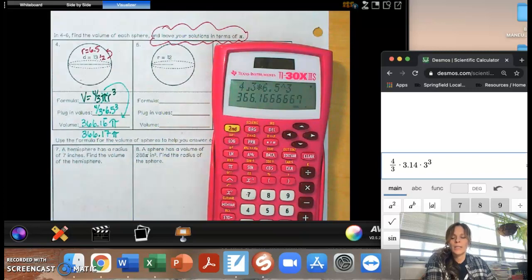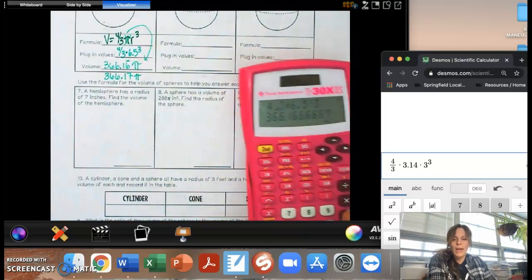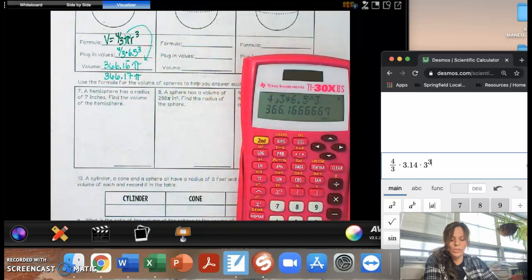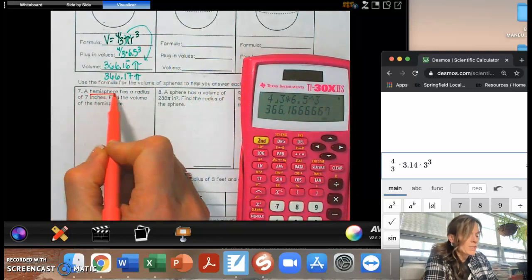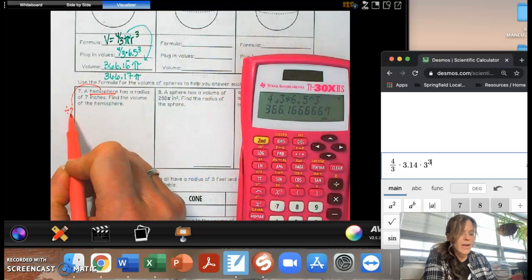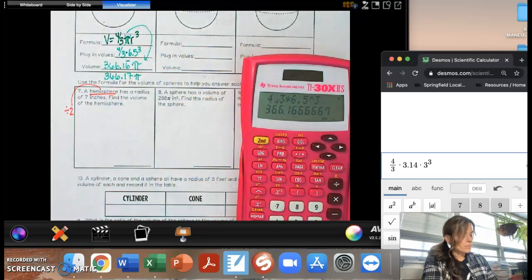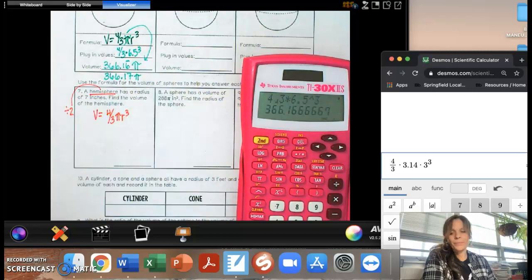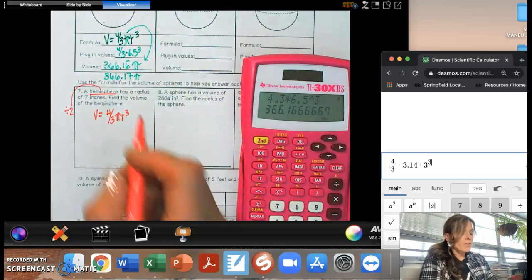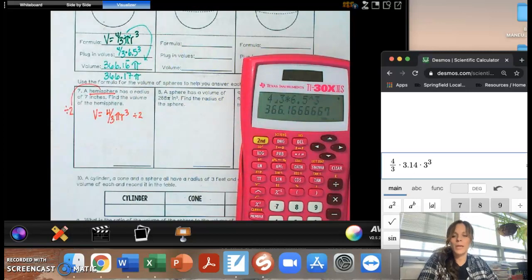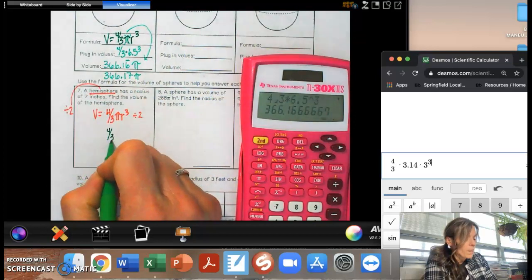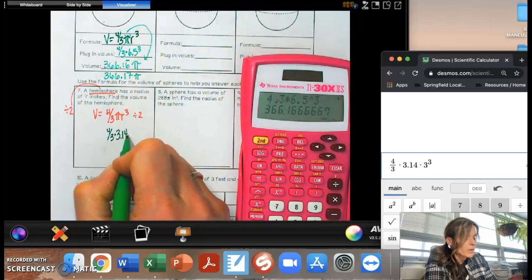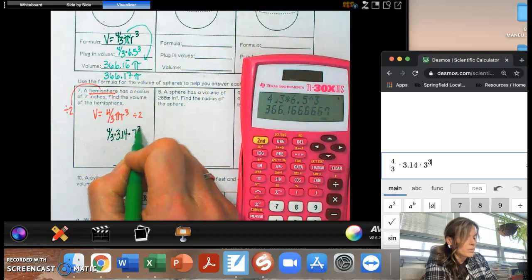All right. The last two that we need to look at are word problems. We'll start with the first one because it's easy. A hemisphere just means in the end you have to divide it by 2. We know the volume of a sphere is 4/3 pi times the radius cubed. And in the end, I'm dividing it by 2. So if I plug it in, I got 4/3 times 3.14 times 7 cubed.